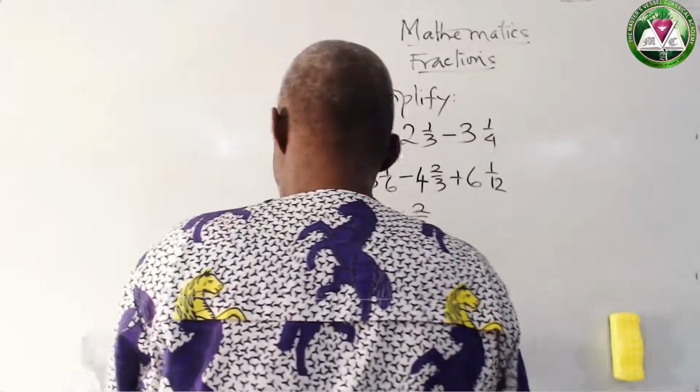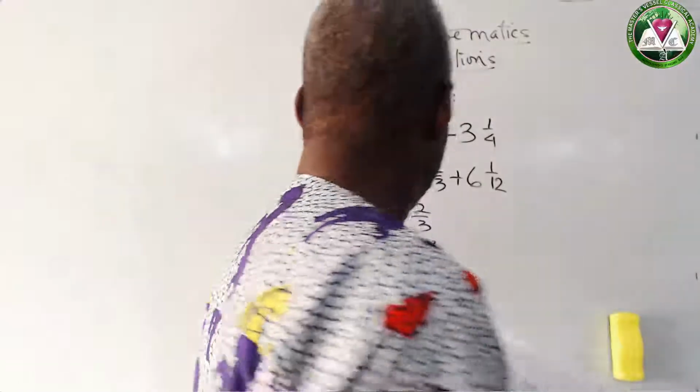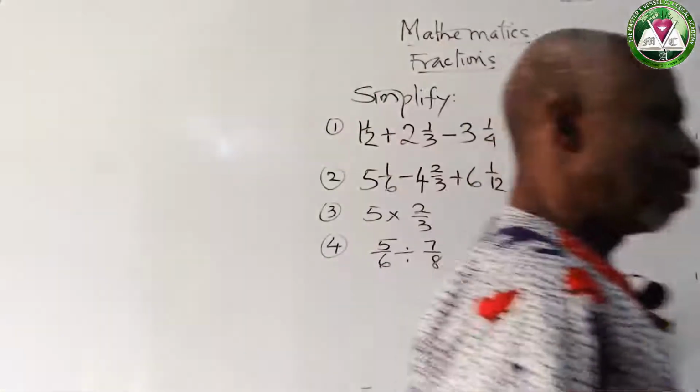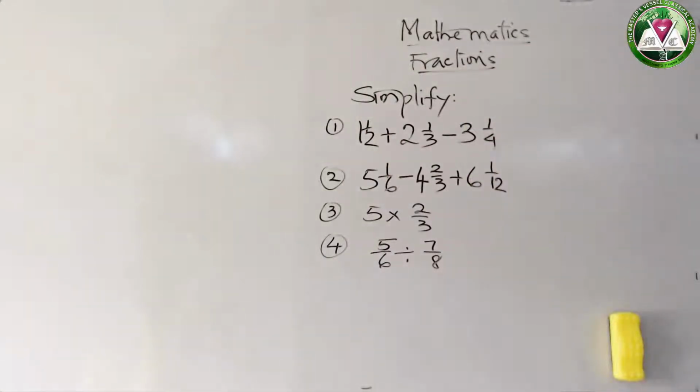All right. Let's leave it at 4 only. Let's read it out so that we can see. Number 1 says 1.5 added onto 2 1/3, then subtract 3 1/4 from that. Number 2 says 5 1/6 minus 4 2/3 plus 6 1/12. Number 3 says 5 multiplied by 2/3. And number 4 says 5/6 divided by 7/8.